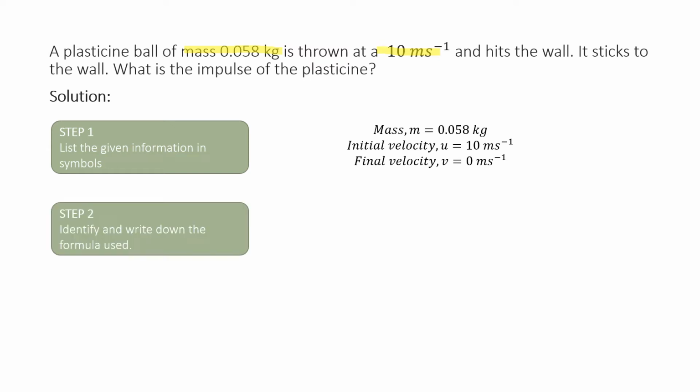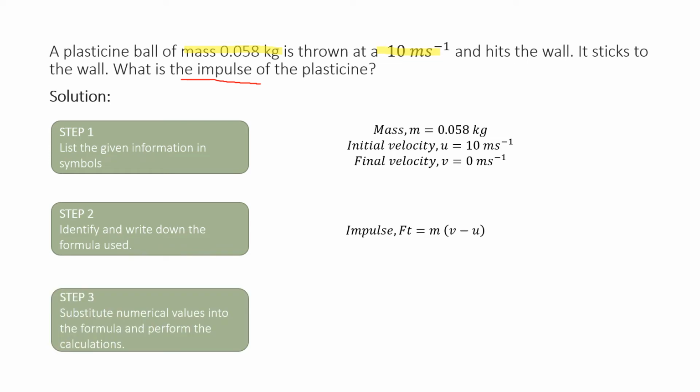Step 2, identify and write down the formula used. Since the question is asking for impulse, we have to write the formula of impulse that we have learned just now, which is impulse, F times t equal to m(v - u), where F is the force, t is the time, m is the mass, v is the final velocity, and u is the initial velocity. The last step, step 3, substitute numerical values into the formula and perform the calculations.